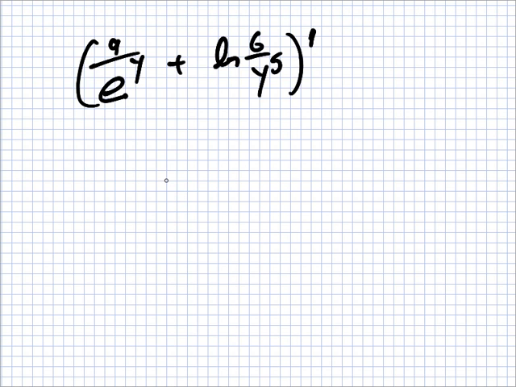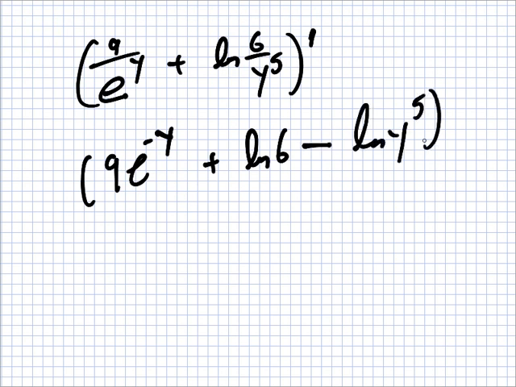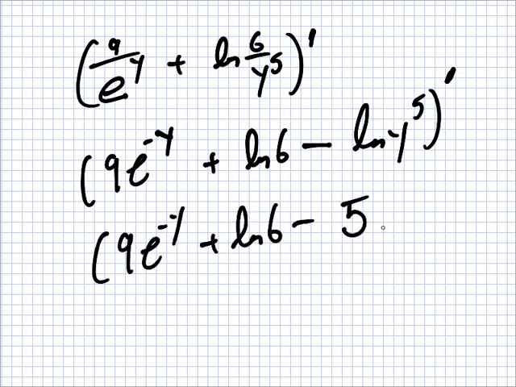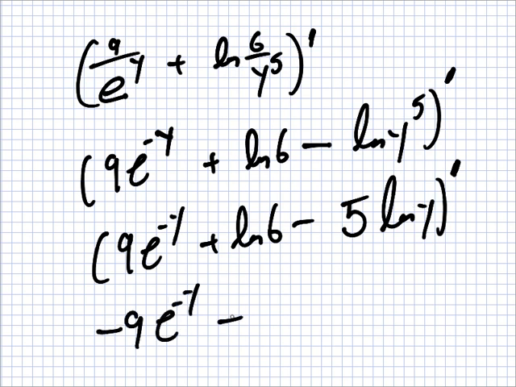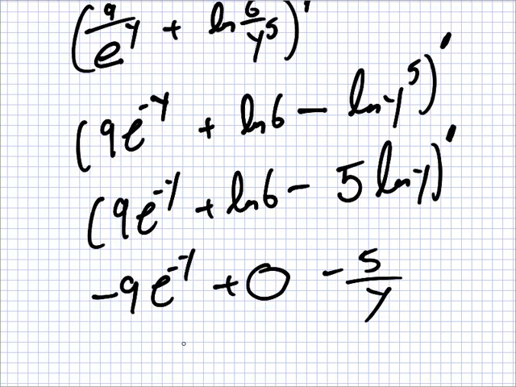I'll change this first into 9e^-y. And I'll change this into log 6 minus log y^5, so 9e^-y plus log 6 minus 5 log y. Now I'll get the derivative. So this becomes minus 9e^-y plus 0 minus 5 over y. And that's the answer then. So the answer is minus 9e^-y minus 5 over y. Oh, I accidentally typed an x instead of a y in my answer there. I'll have to fix that.